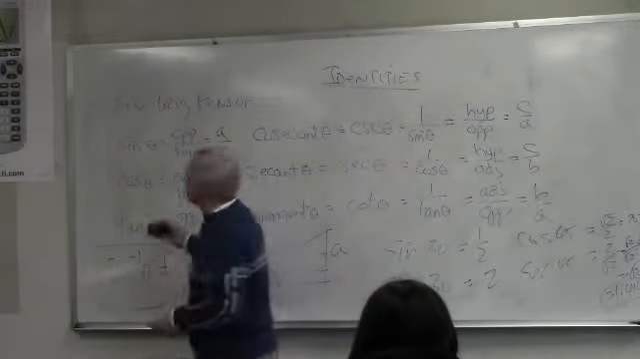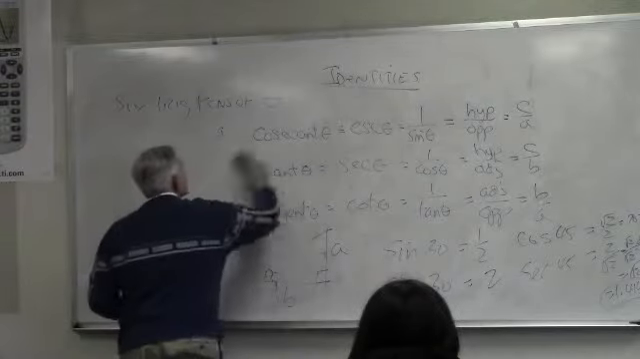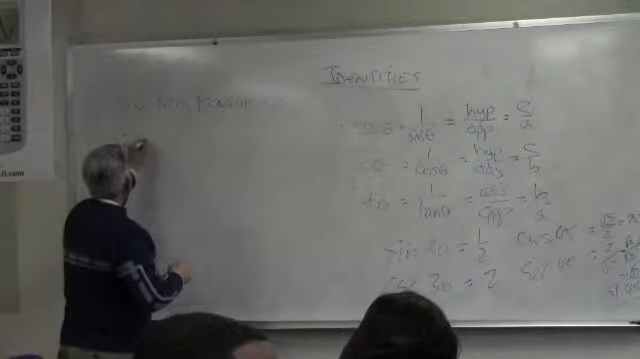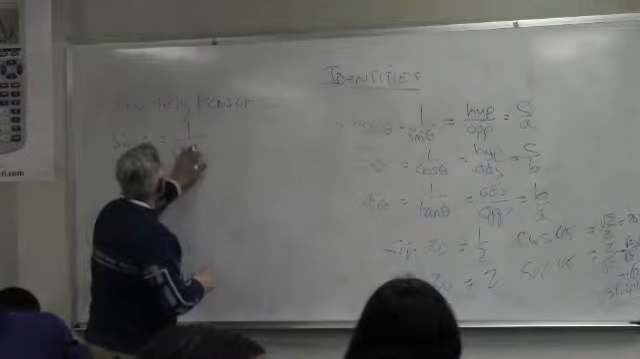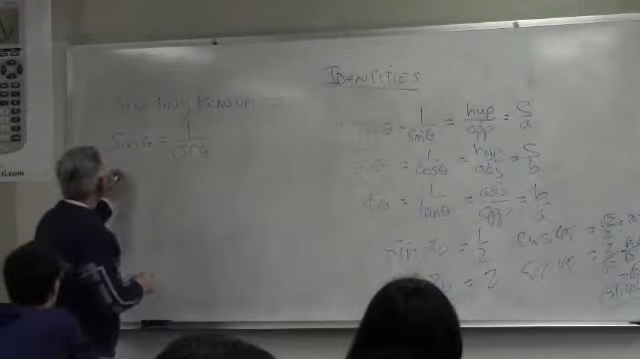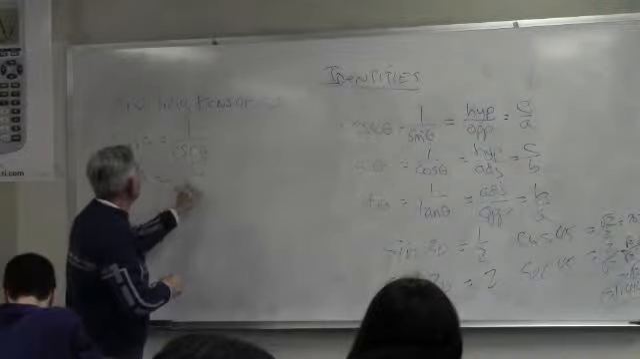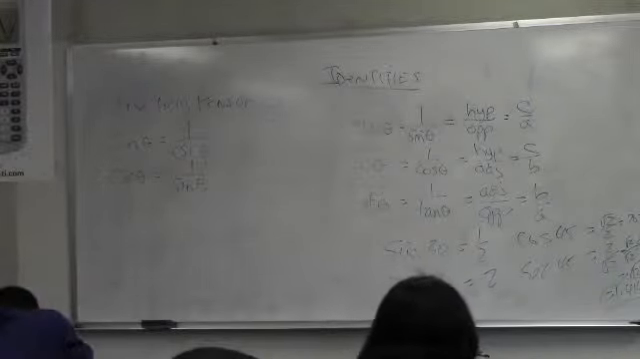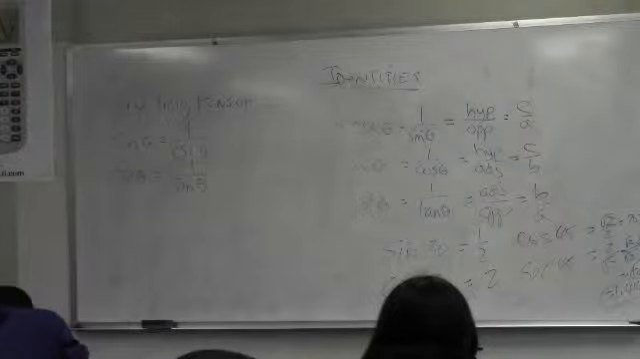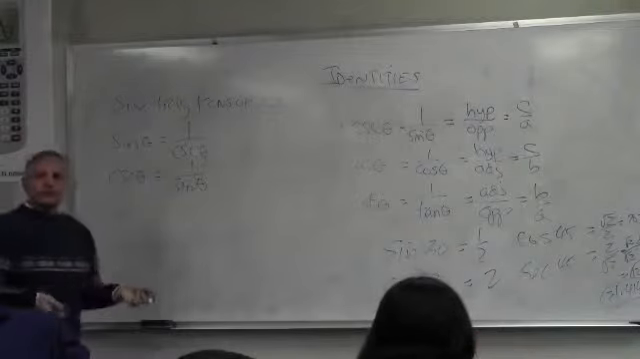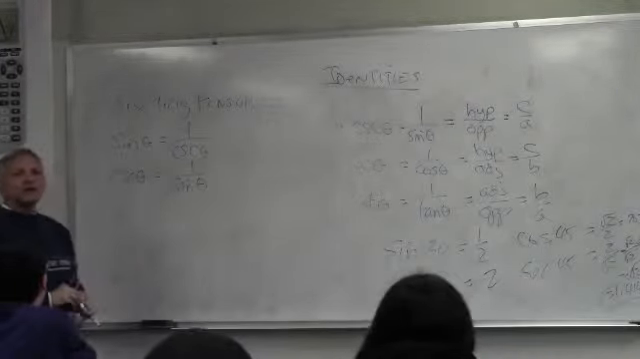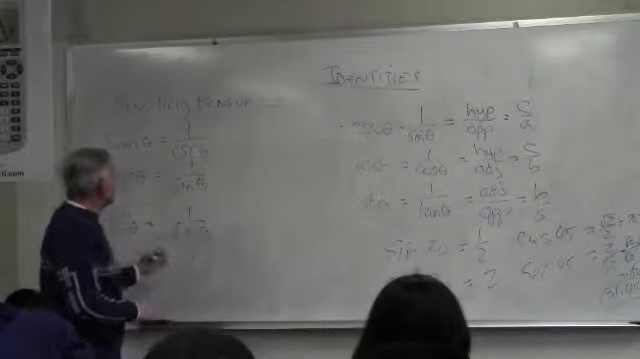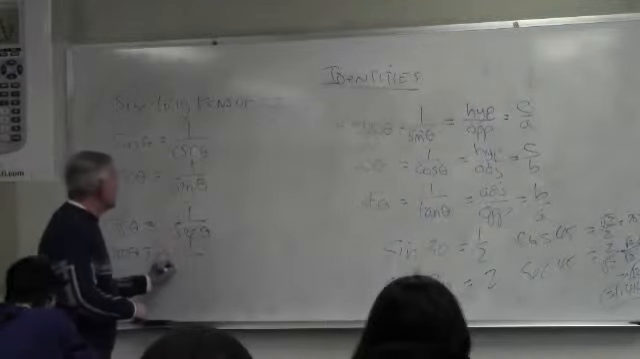Okay, so let me summarize. Reciprocal identities. I'm going to write them out for you. The sine of theta equals 1 over the cosecant of theta. That's a reciprocal identity, or cosecant of theta equals 1 over the sine of theta. We're going to use the sine inverse key. Unfortunately, they use that negative 1 symbol, and I don't like it, but that's the way it is. The cosine of theta is equal to 1 over the secant of theta, or the secant of theta is equal to 1 over the cosine of theta.